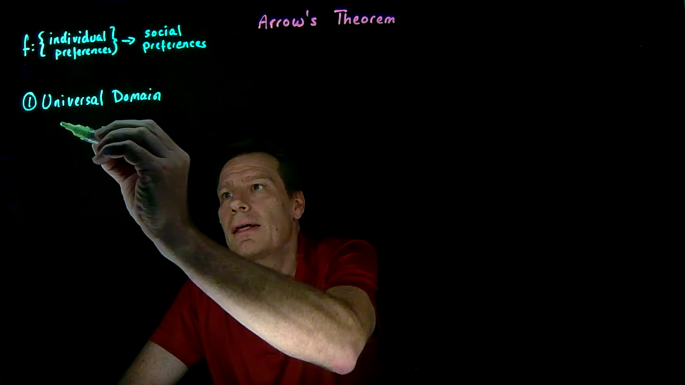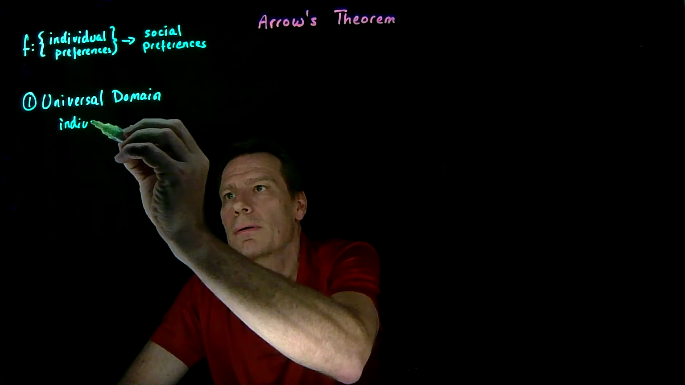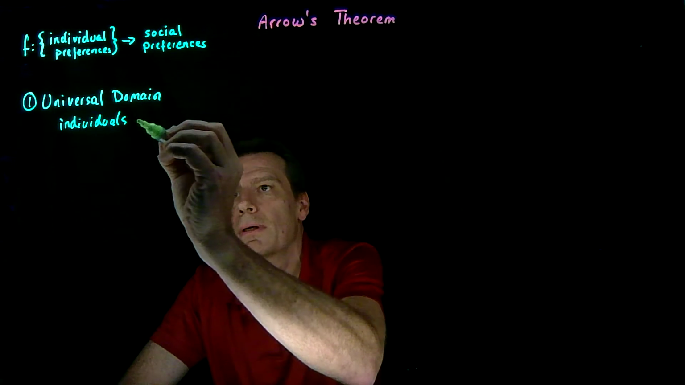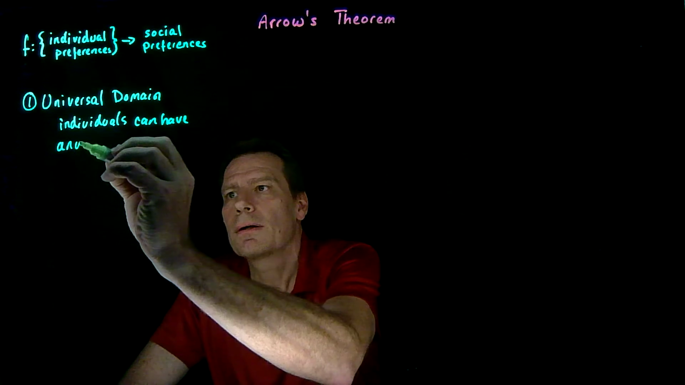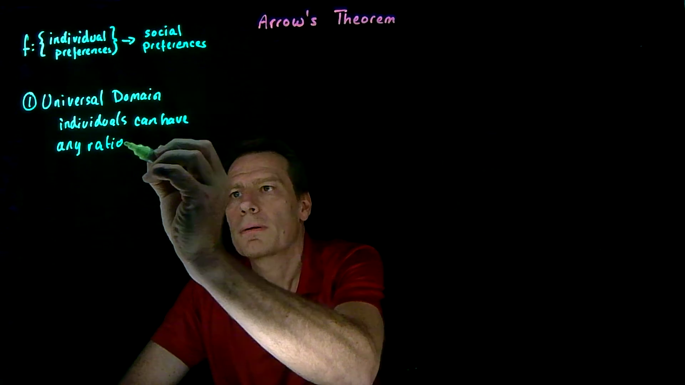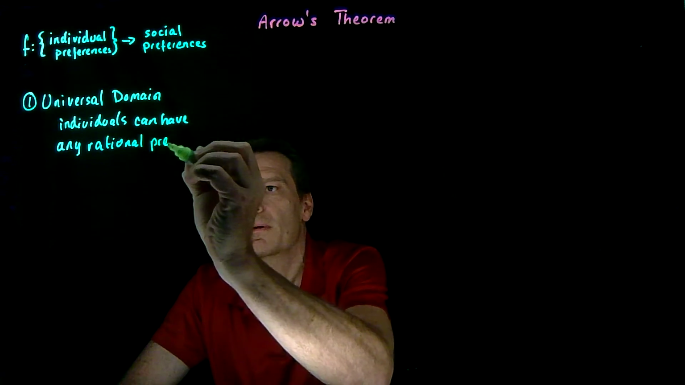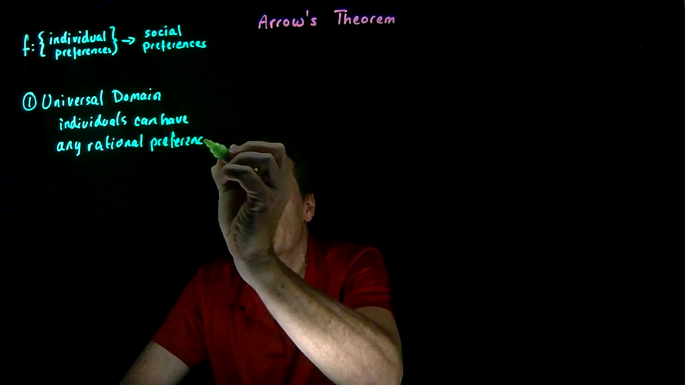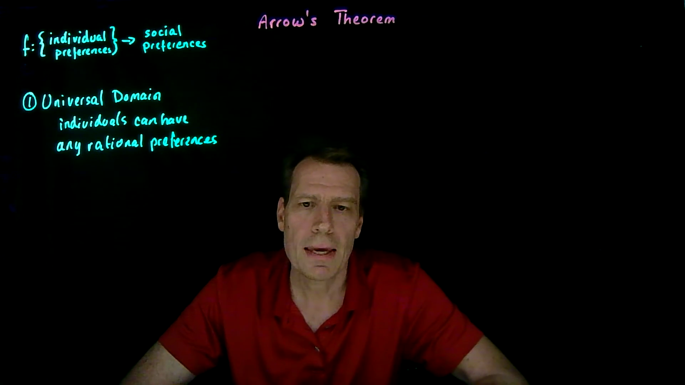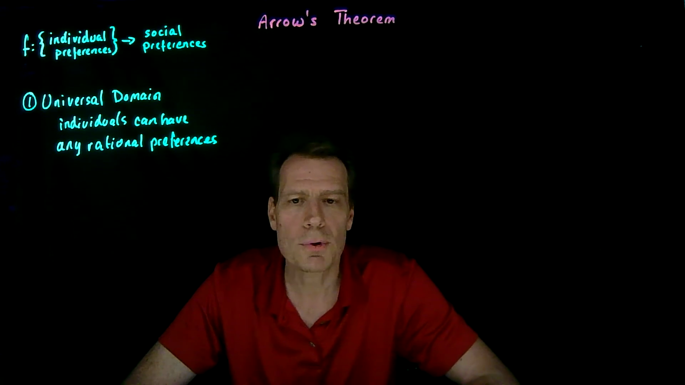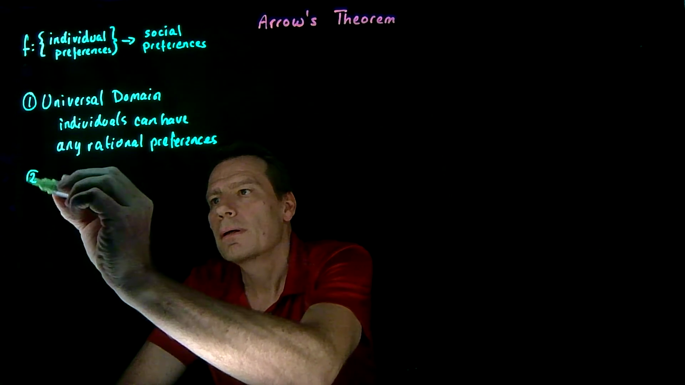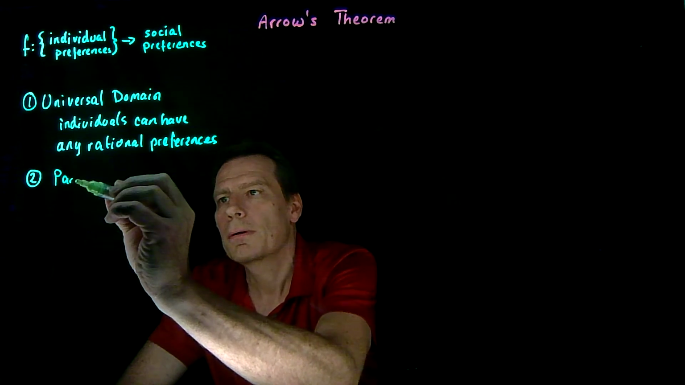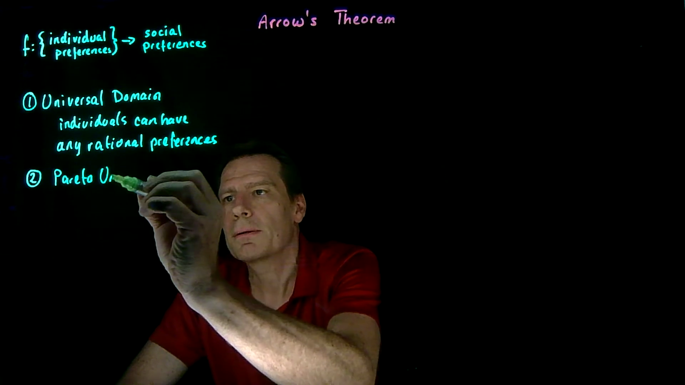In other words, individuals can have any rational preferences over these social states. Any set of preferences that would allow them to actually rank the social states and make choices. The second assumption he called Pareto Unanimity.